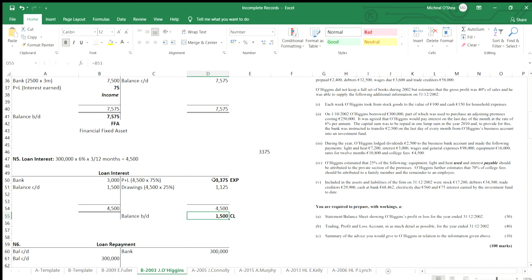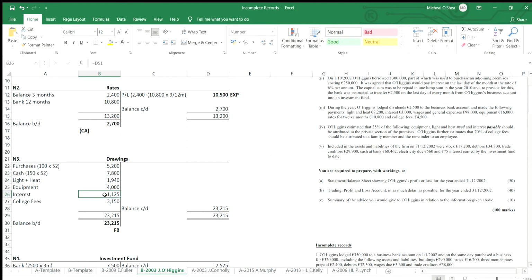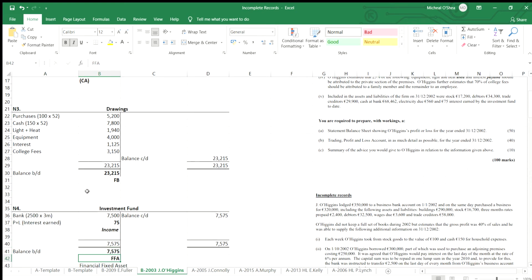So I have my expense figure and I have my current liability figure. This drawings figure I have here, I can put that into the drawings account, 1125. I can now add that to the drawings account here on the opposite side and the debit side. So now I have 1, 2, 3 figure in my drawings account.